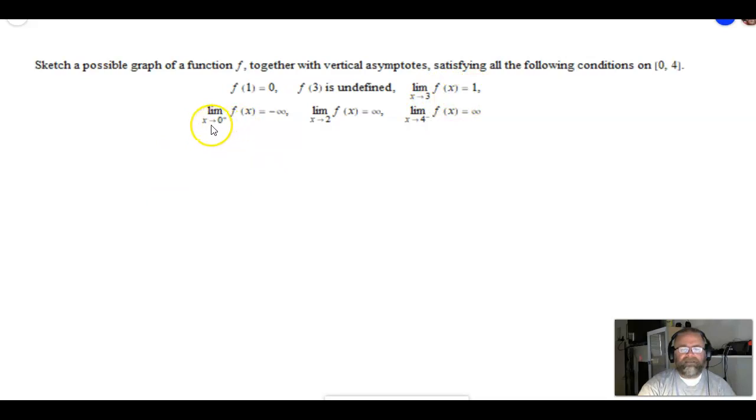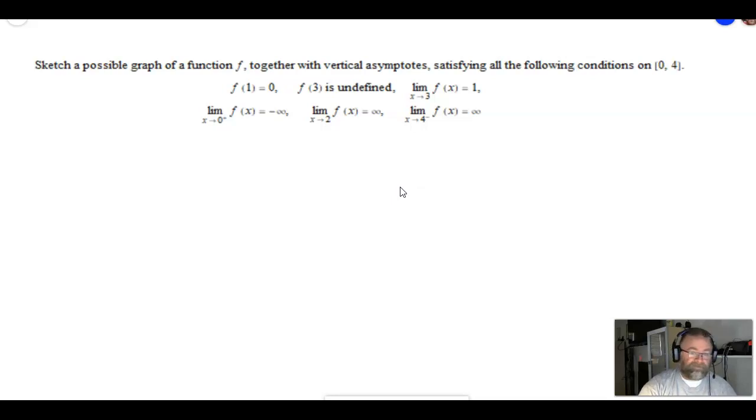The limit as x approaches 0 from the, is that right? Let me just double check. Yeah, this little plus symbol, so that's from the right, of f of x is equal to negative infinity. The limit as x approaches 2 is positive infinity. And the limit as x approaches 4 from the left, that's a little minus sign there, of f of x is equal to infinity.